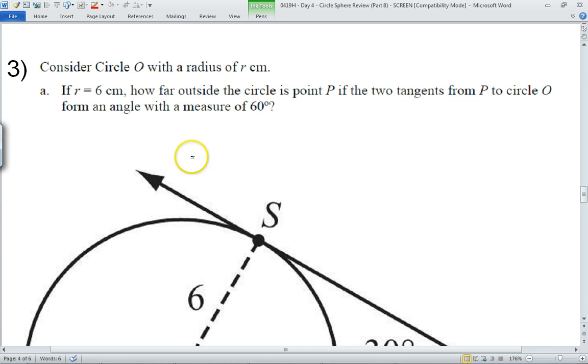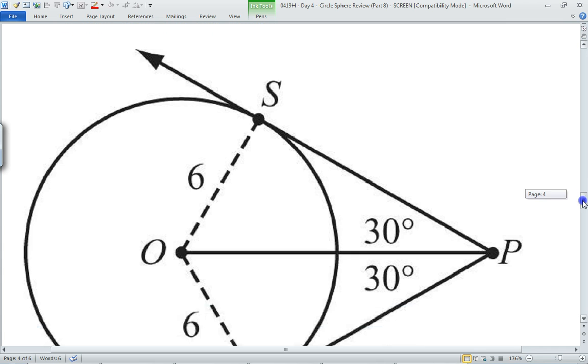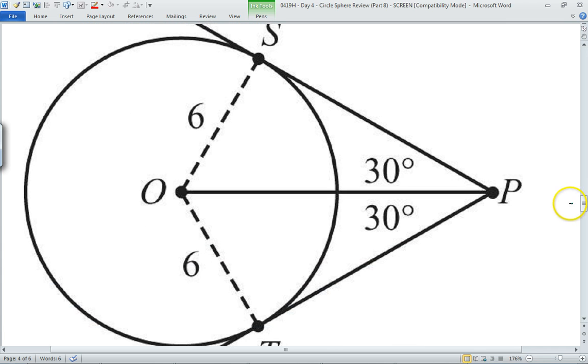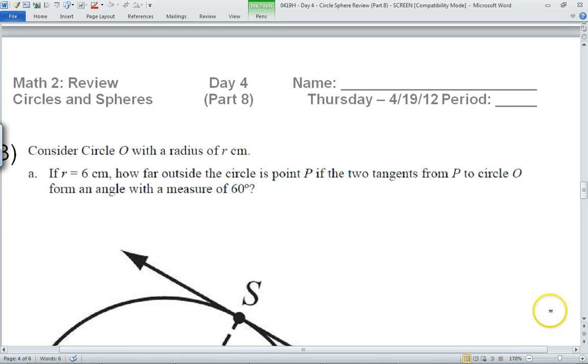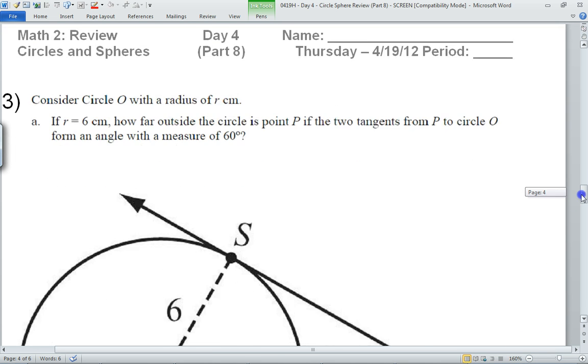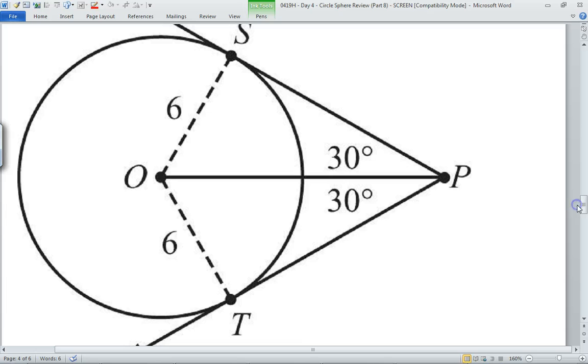Let's see what we have here. Number 3. Circle O, radius R centimeters. Okay, R equals 6. The radius is 6. How far outside the circle is point P if the two tangents from point P form a 60-degree angle? Okay, so they're talking about point P with two tangents coming from it. Zoom out a bit.